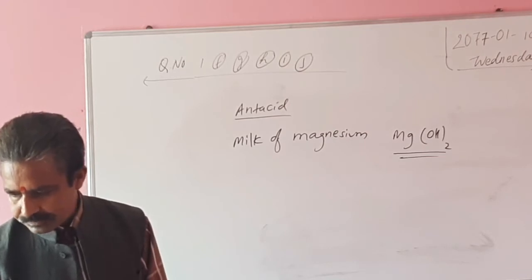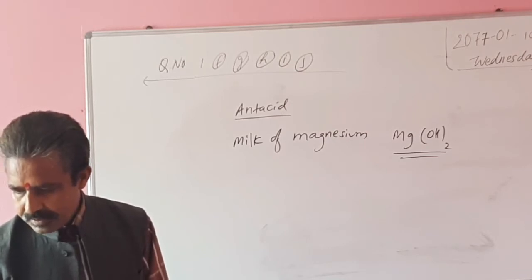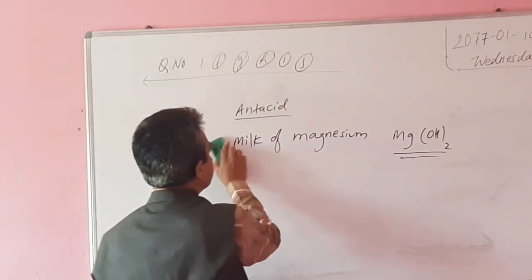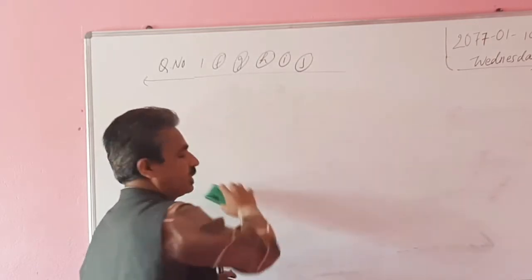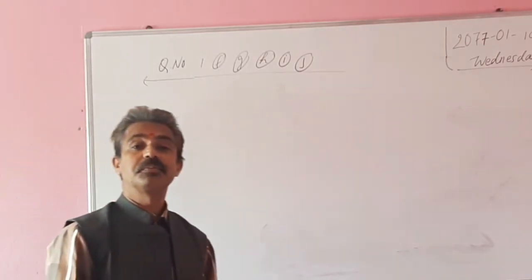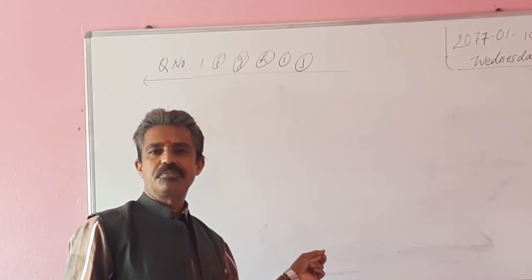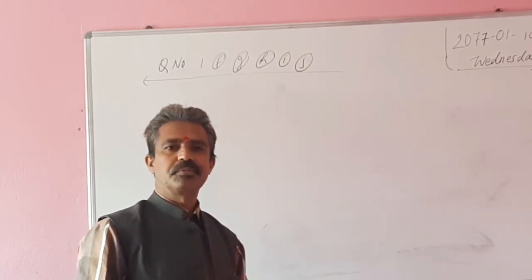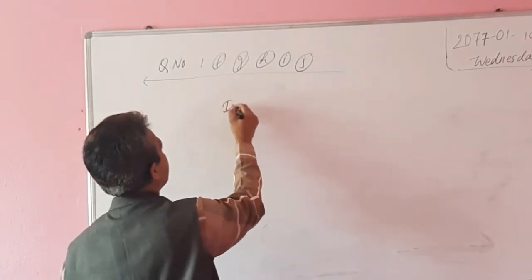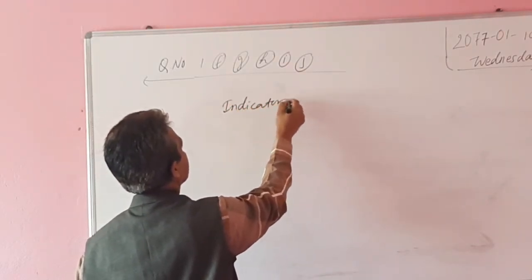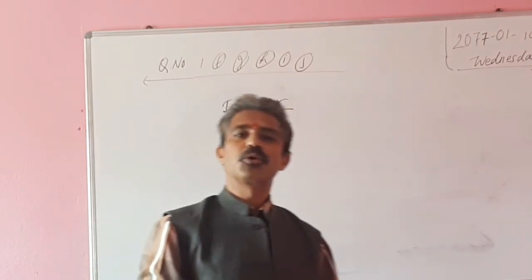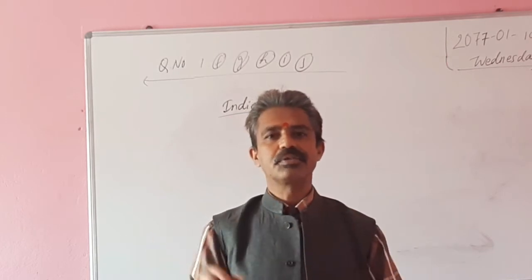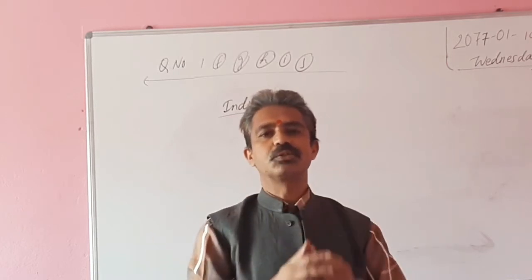The next question is, define indicator. Can you define indicator? First, you tell me the names of indicators. In the properties of base, I gave an example of one indicator, that is litmus paper. Okay, what is an indicator? If you have a motorbike, then you have indicators, no? Right side and left side. They indicate which side to go.